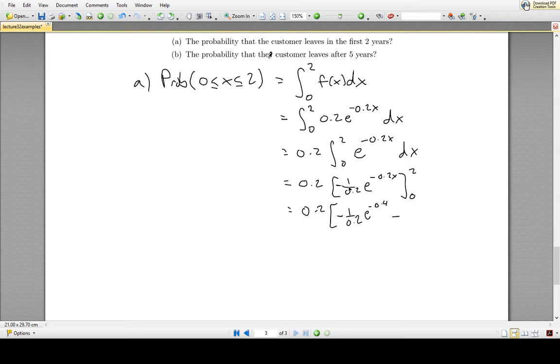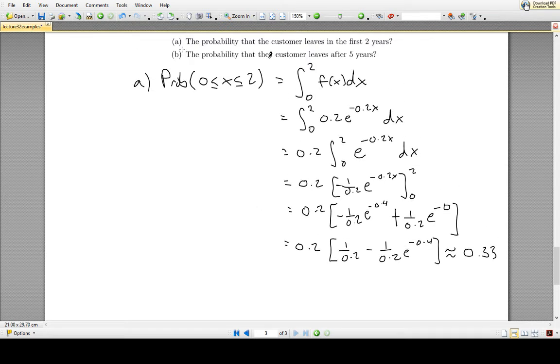Now, there's this minus here, and that'll cancel with this minus and give me a plus. So this becomes 1 over 0.2 e to the negative 0 times 0.2, which is just 0. So this ends up being 0.2 times, and e to the negative 0 is 1. So this becomes 1 over 0.2 minus 1 over 0.2 e to the negative 0.4. And if we actually work that out, that's approximately equal to 0.33. So the probability of the customer leaving in the first 2 years is approximately 0.33.